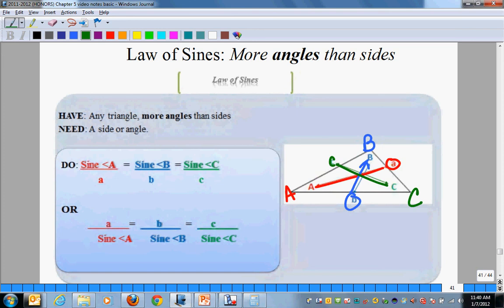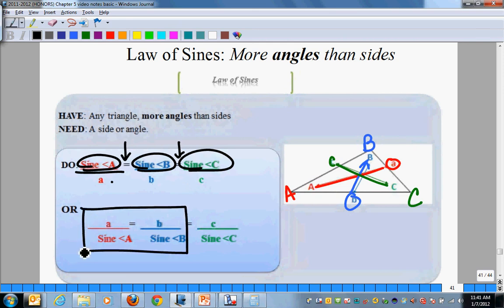And you can set up your proportions one of two ways. You can do the sine of angle A over side A equals sine of angle B over side B equals sine of C over C. Or you can flip it and say side A over sine of A, etc. You can use either orientation, whatever gets you the best situation. Now notice, normally you don't work with two equal signs. So what you do is you find the combination that works for you, and you're only going to use a portion of the equation at a time. Maybe that portion, or this portion, or you can even connect A to C, depending on the circumstance.